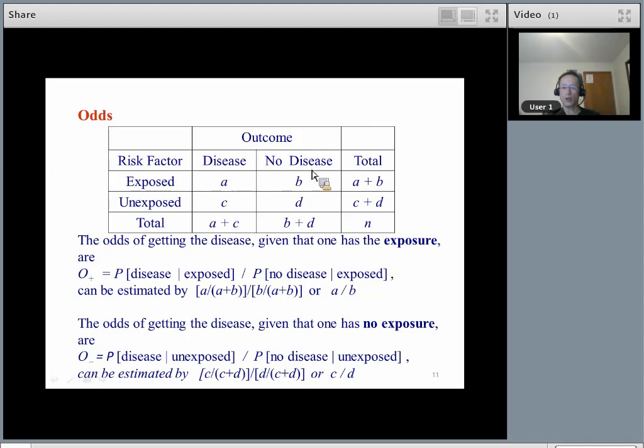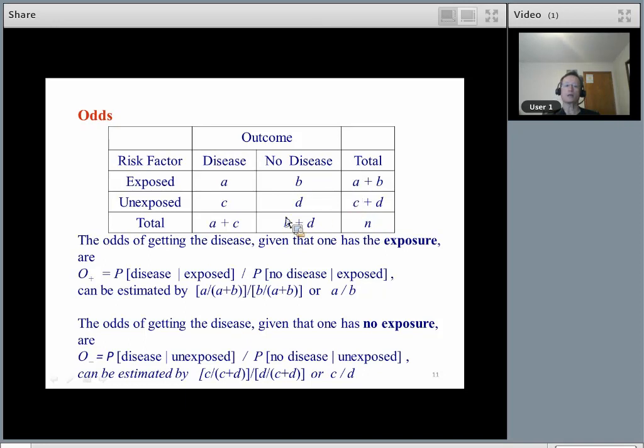Take the exposed group. The odds of getting disease is the probability of getting disease versus the probability of not getting disease in the exposed group. The probability of getting disease is A over A plus B, if A, B, C, D are the counts. And B over A plus B is the conditional probability of not getting disease given you're exposed. The ratio of these two probabilities is the definition of the odds of getting disease if you're exposed to a risk factor.